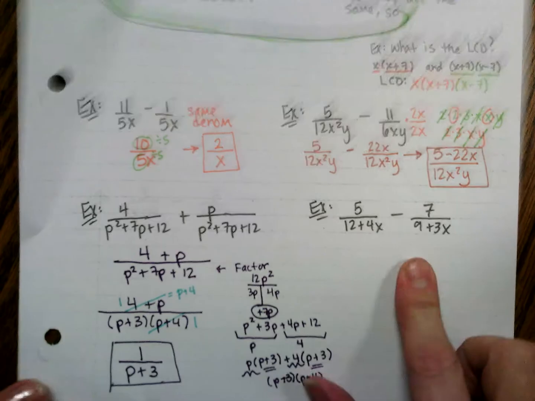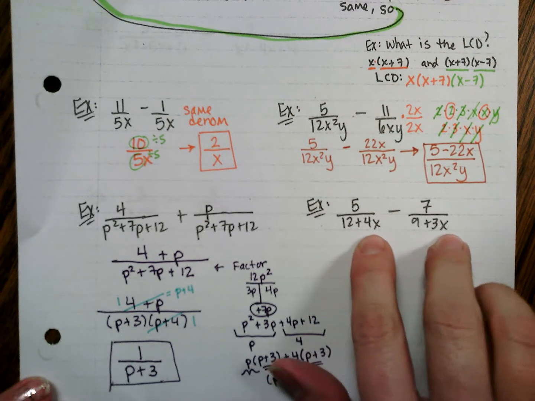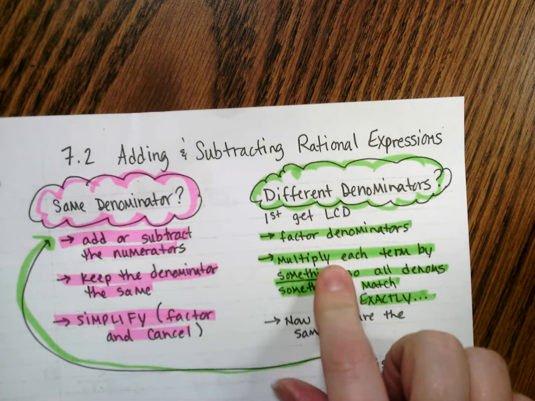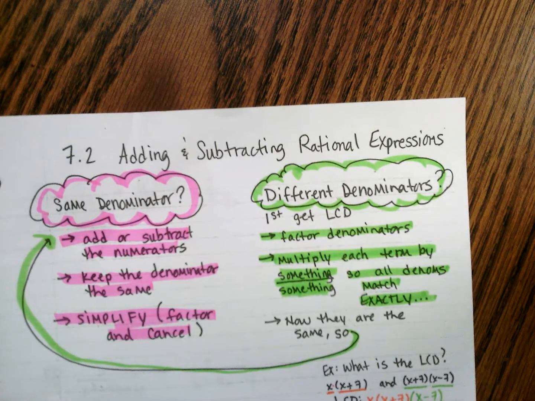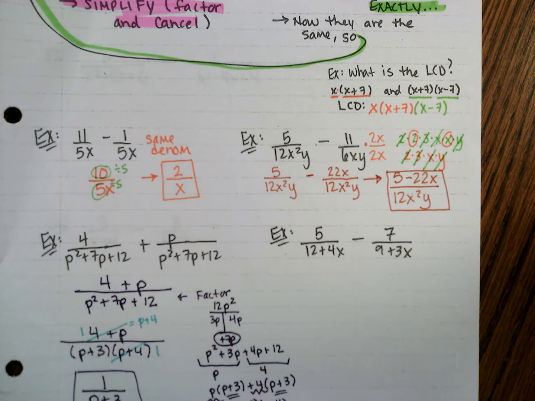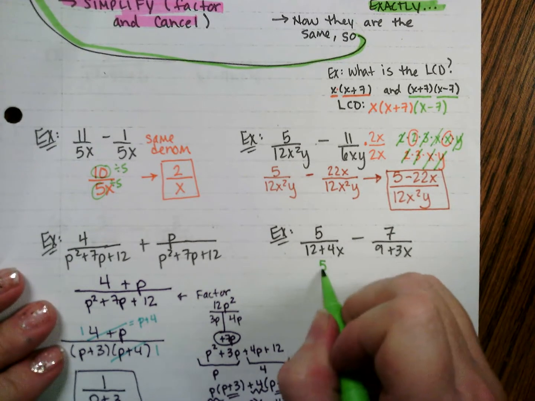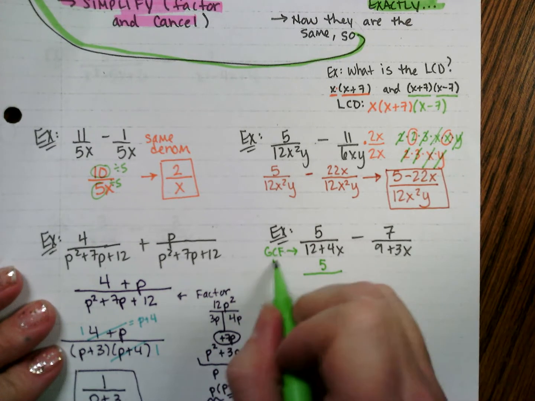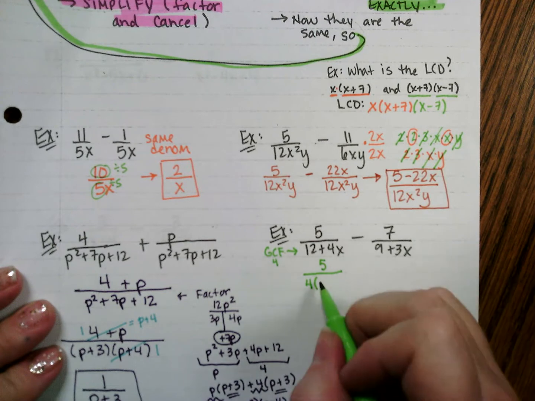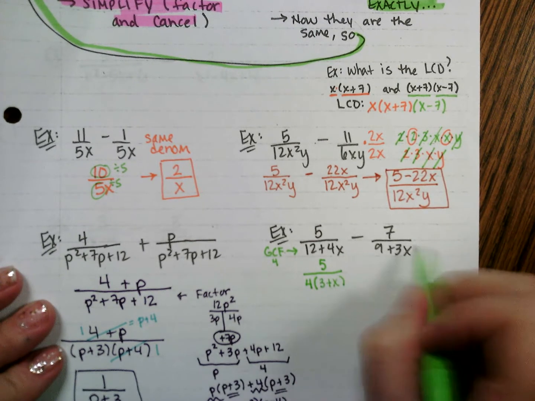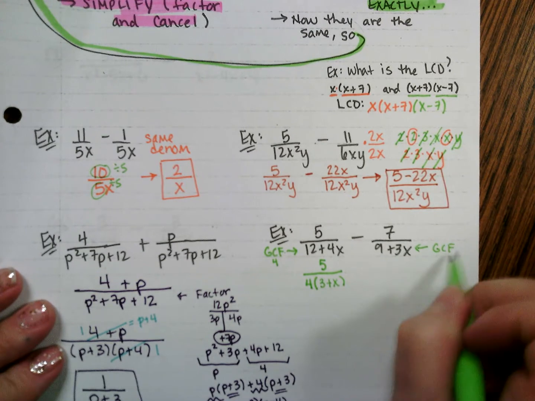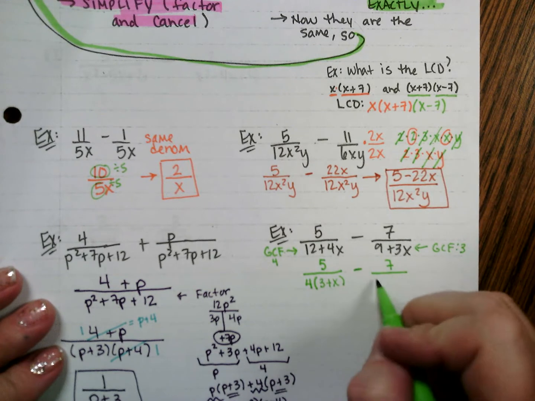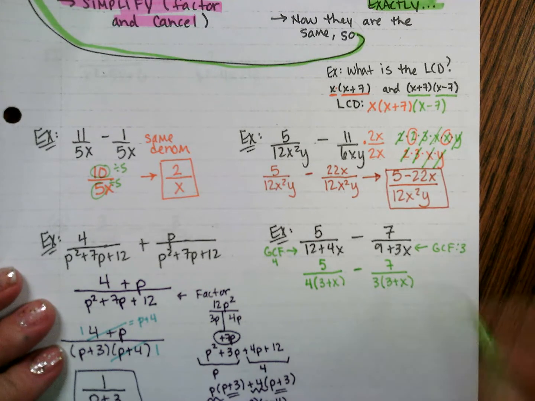Okay, next example. This one has denominators that are different. So, different denominators. I want to factor the denominators and then multiply each term by something over something so that the denominators match exactly. So my first thing is to factor the denominators. So I'm going to keep that numerator the same. This denominator has a GCF of 4. So that'll be 4 times 3 plus x. This denominator has a GCF of 3. So I have a subtraction sign. The 7 stays the same in the numerator, and I'll have 3 times 3 plus x.